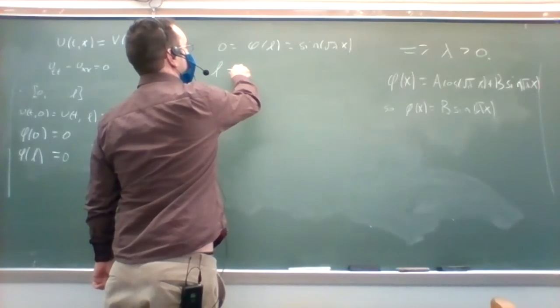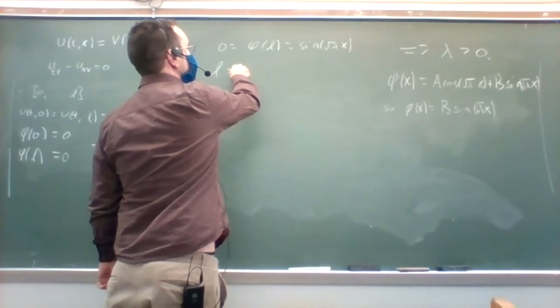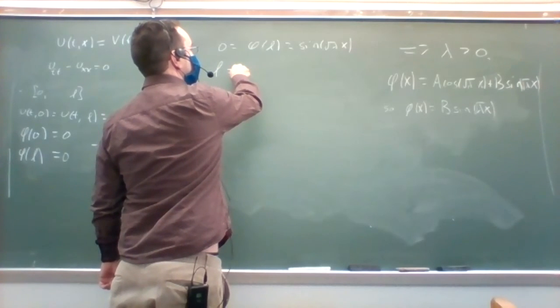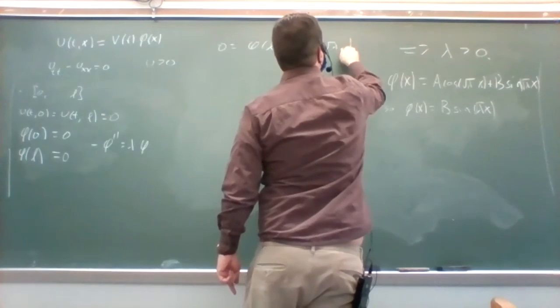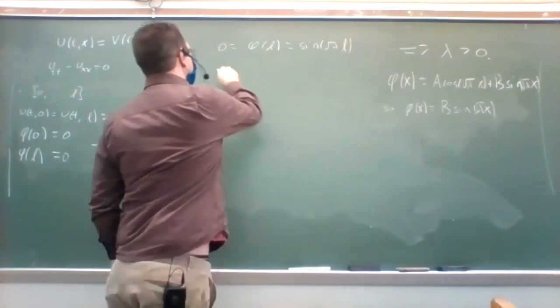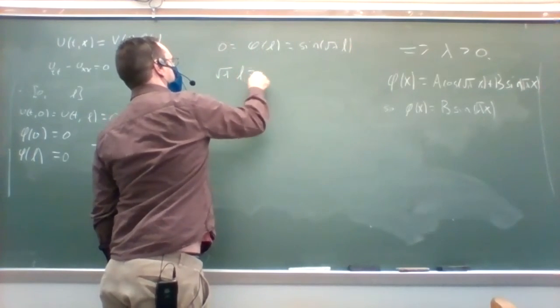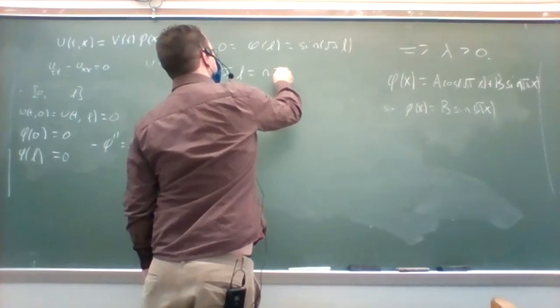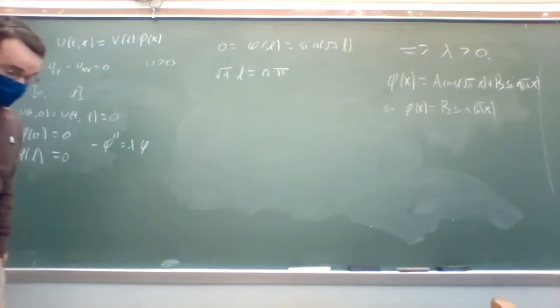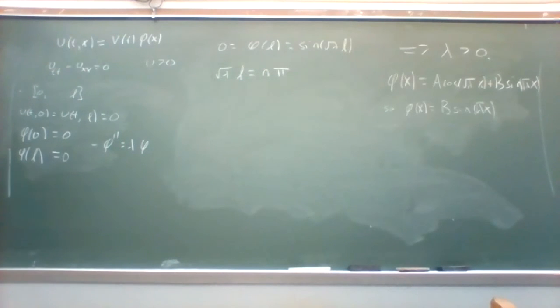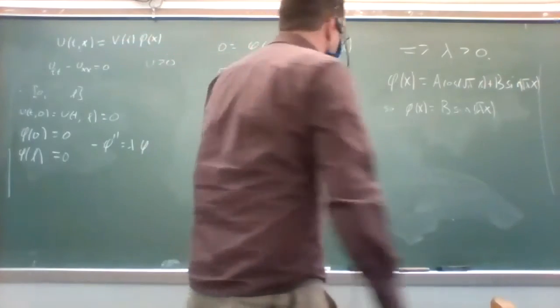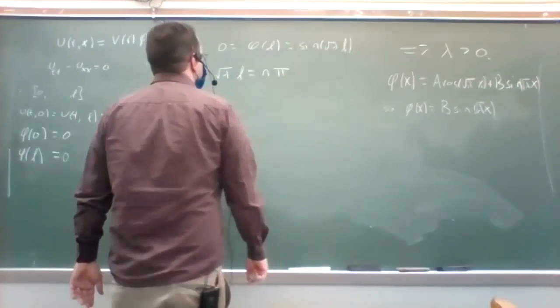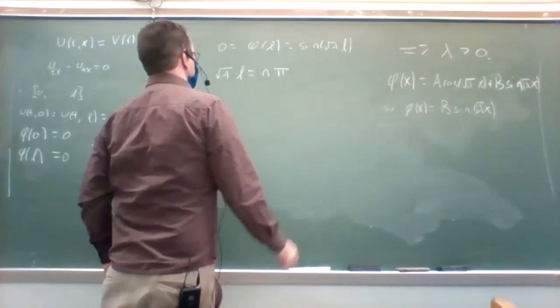So x is equal to L, of course. So root lambda times L should be some multiple of pi. You know that sine is 0 at 0, at pi, at 2 pi, 3 pi, and so forth. This gives you an equation for lambda.